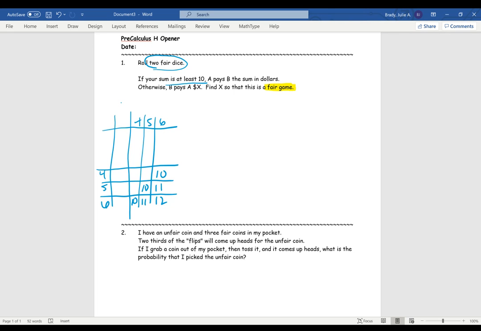Okay, so let's see. So we want to get a fair game. So it says A pays B the sum in dollars. So 1, 2, 3, 3 out of 36 times, you're going to win $10 if you are B. And then 2 out of 36 times, you're going to win $11. And 1 out of 36 times, you're going to win $12.